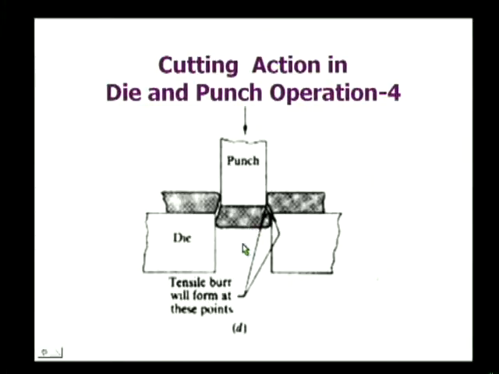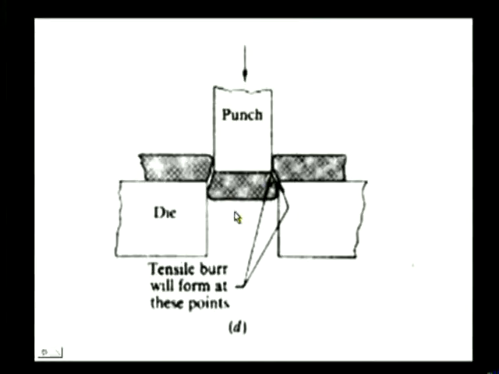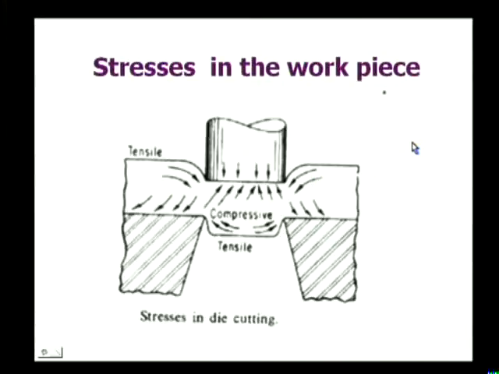If, due to any reason or because of excessive clearance, the 2 cracks will not meet, then the cutting action will not be efficient enough. And you can see in another diagram how the tensile bulb will be formed at these 2 points. And the stresses in the workpiece can also be observed from this diagram.